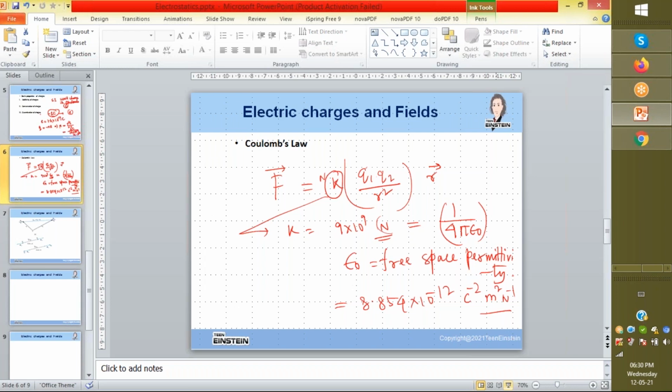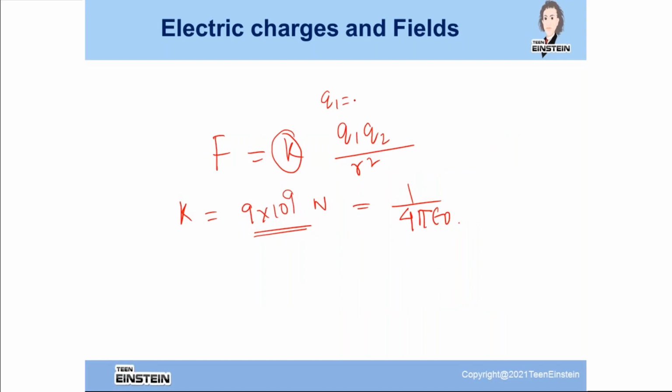But it has been chosen in such a way that it has the value 9 into 10 to the power 9 Newton, which is actually written again as 1 by 4 pi epsilon naught.